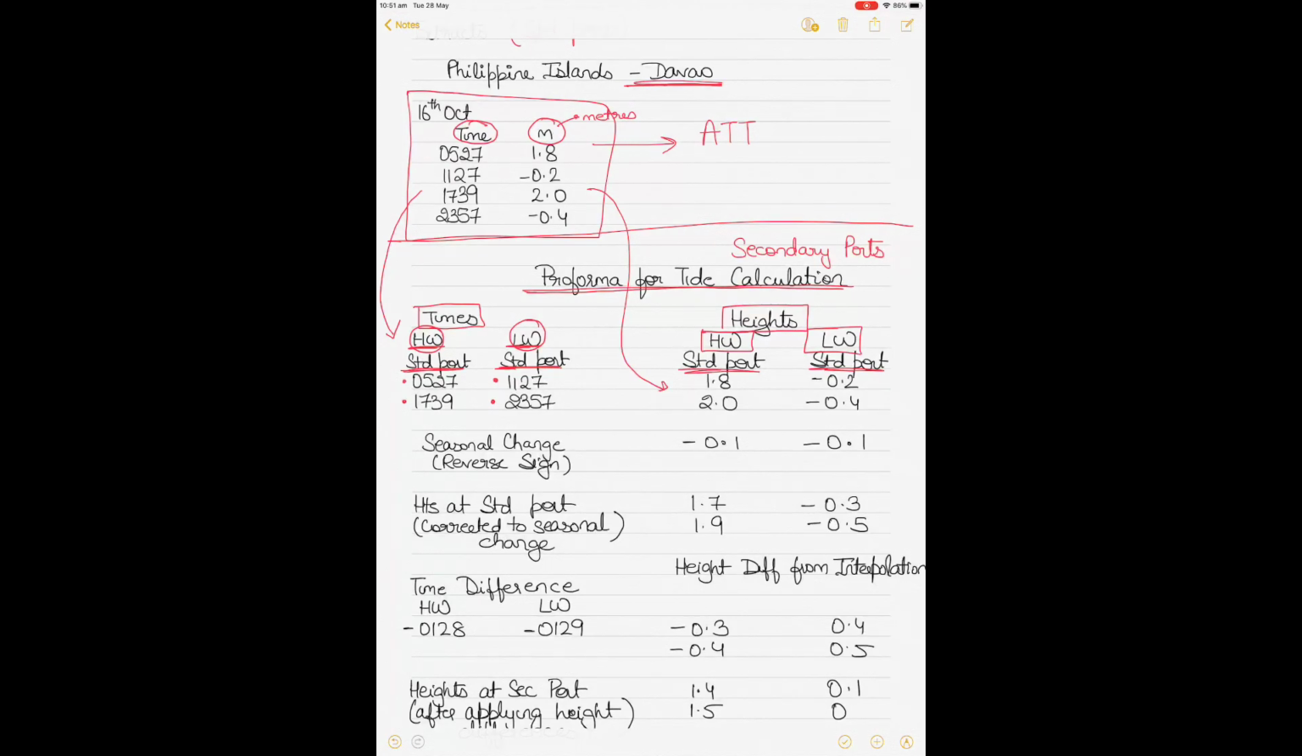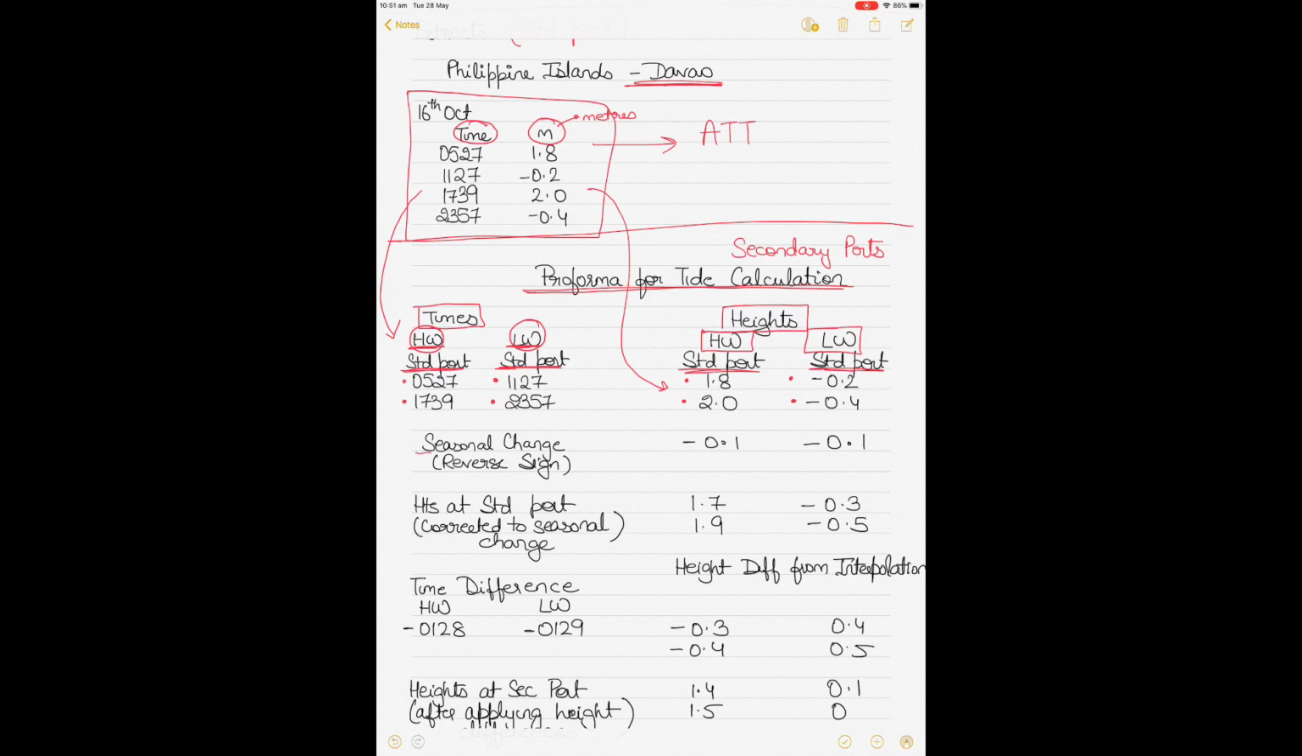So respective to the time, I have also put down the height of tide here, 1.8 and 2 against 0527 and 1739, and minus 0.2 and minus 0.4 against 1127 and 2357. This is taken straight from the Admiralty tide tables extract for a standard port of Davao.